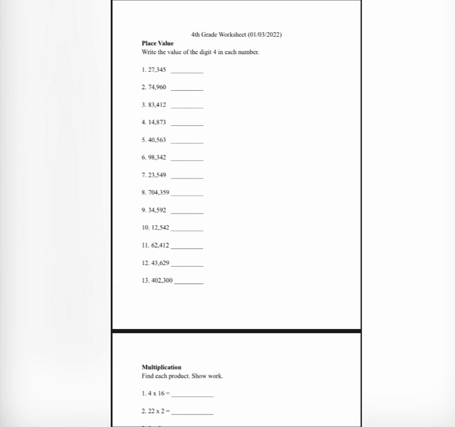First, we need to do place value, and we need to write the value of the digit 4 in each number. Number 1: the 4 is in the tens place, so we need to write the answer in tens. We need to put an S at the end.